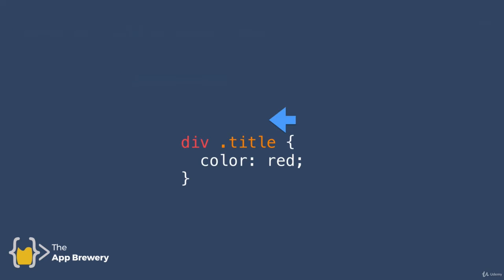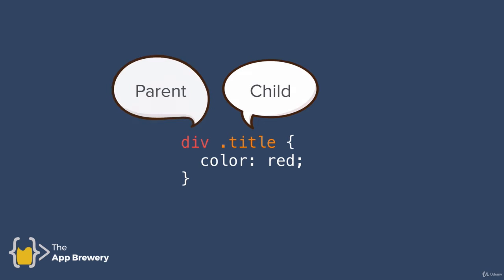Now, it's really important to remember that you should read the hierarchy from right to left. So in this case, it's the element that has a class of title that is inside a parent that is a div. That should have the color red. The one on the right is the child, the one on the left is the parent. And this syntax will only work in a parent-child situation.